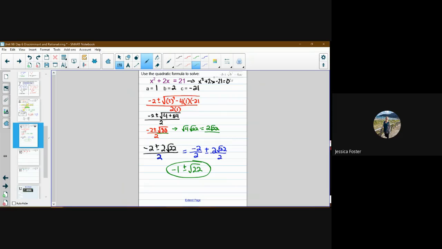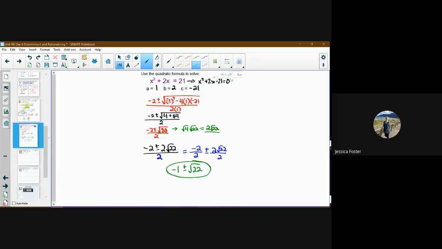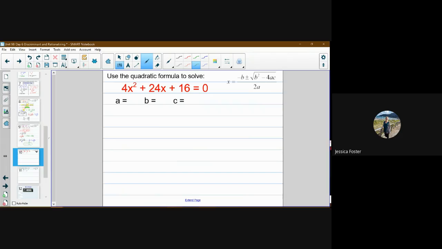Cleaning it up a little bit. All right, we have 2 left. 4x squared plus 24x plus 16 equals 0. This time they left it in standard form for us. That was nice of them. A is 4, B is 24, C is 16.